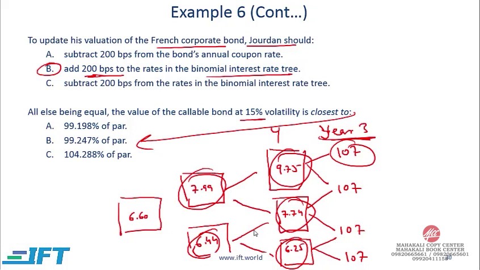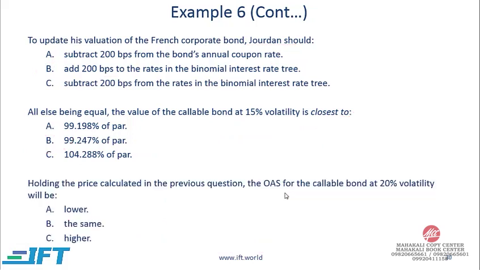And as we saw before, since this is a callable bond, if we get a situation where the price is above 100, which happens in this node and this node, then we need to write down the value to 100 and then keep working backwards. The answer that we should get here using this method is B.